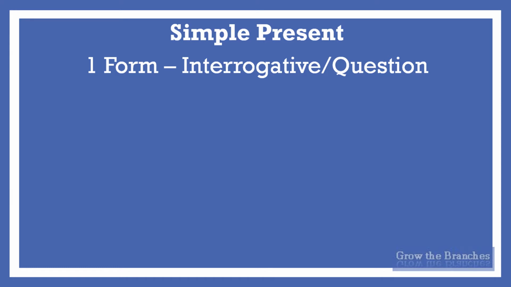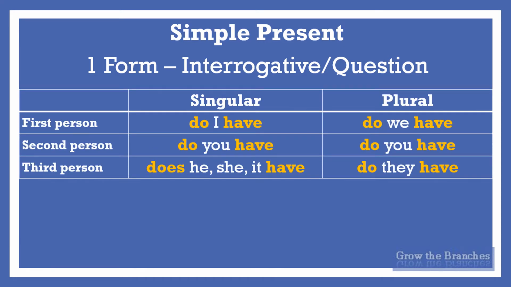The interrogative form. Do I have? Remember, we don't say have I, have you. This form have is for another tense. Have you read that book? The present perfect. The interrogative form of the simple present is do I have, do we have. Do you have? Does he, she, it have?